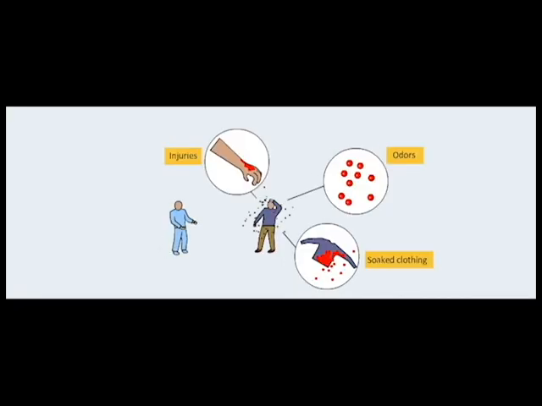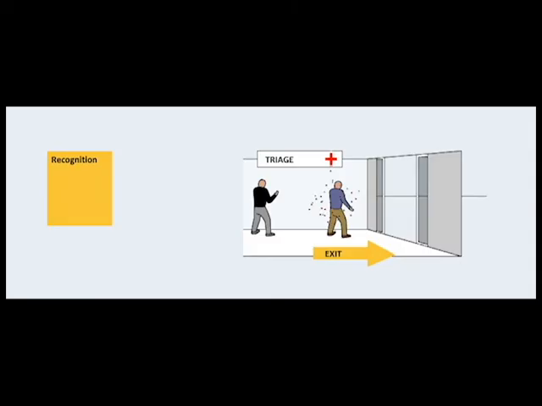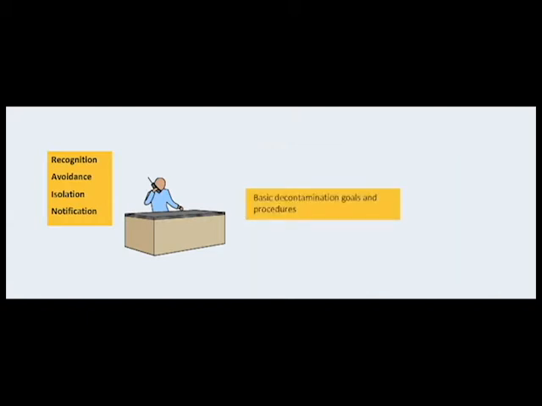In this course, you will learn how to recognize a contaminated patient, and what to do when a contaminated patient shows up: avoidance, isolation, notification. In addition, you will learn basic decontamination goals and procedures.